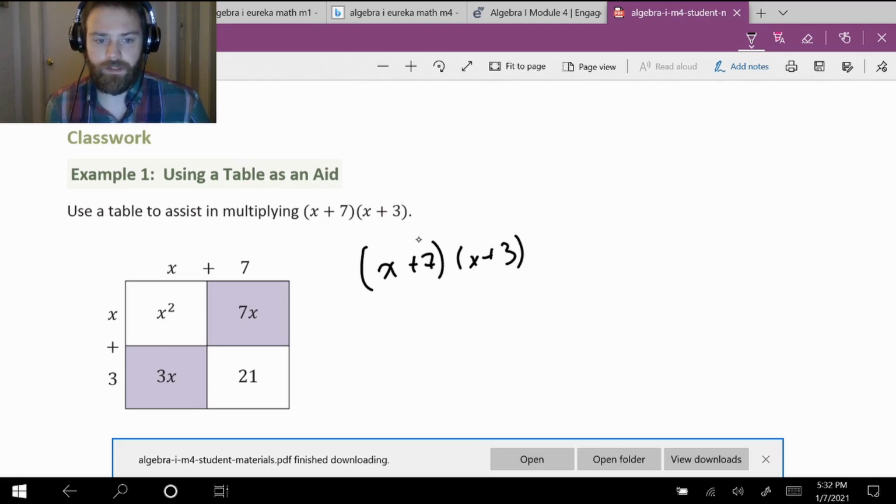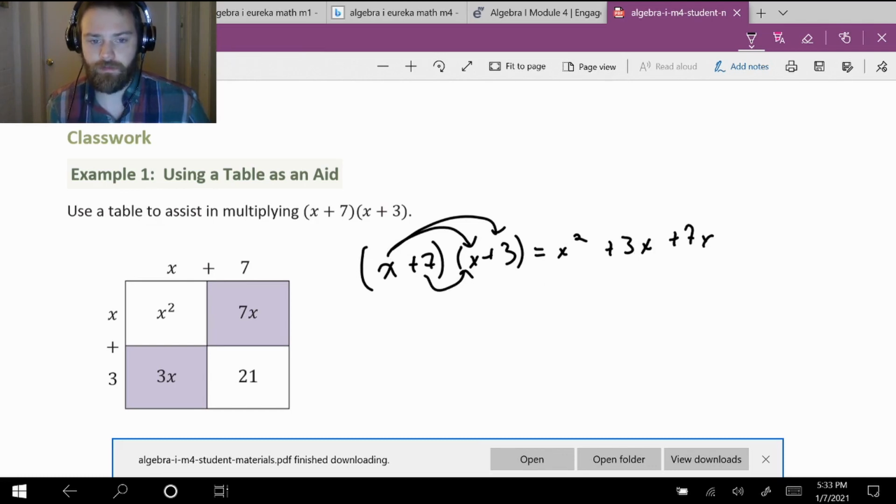X times x is x squared. And then x times 3 is 3x. And then 7 times x is 7x. And then 7 times 3 is 21. And then I can combine like terms. 3x plus 7x is 10x. And then 21 goes over here.